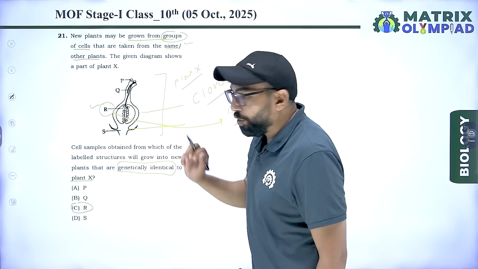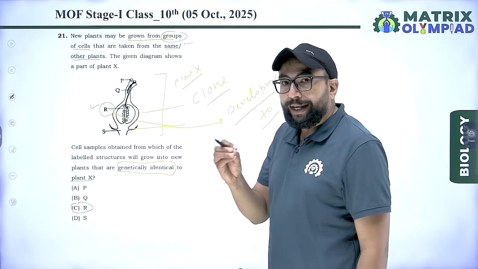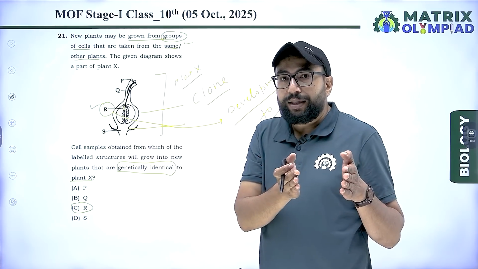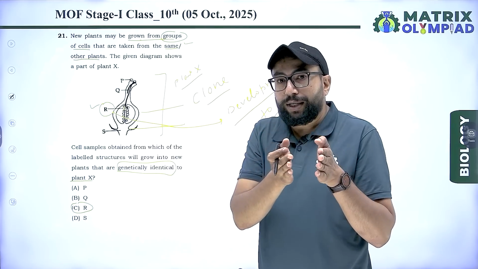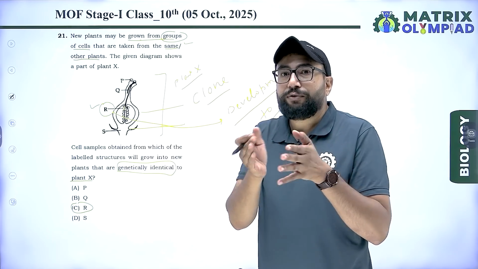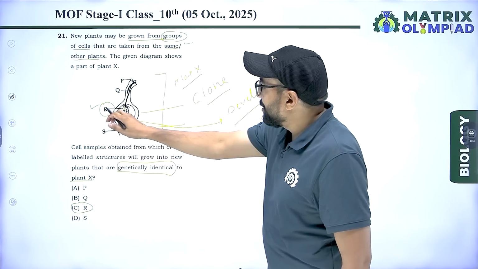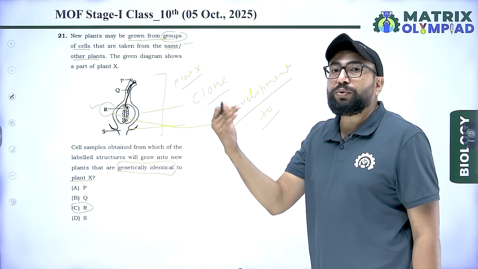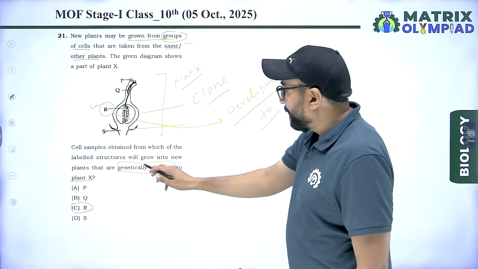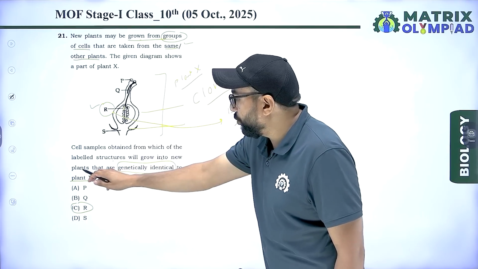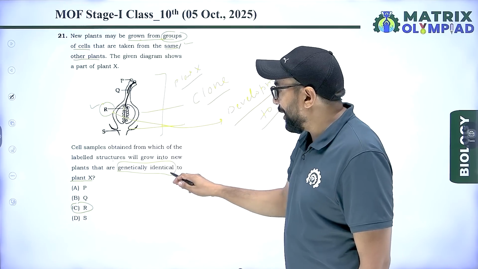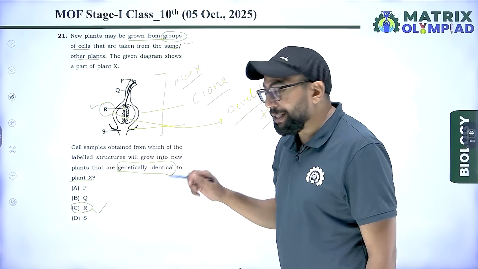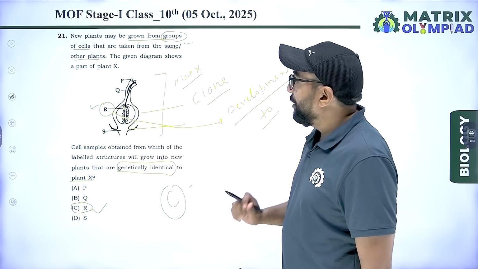R means ovule or egg part. The egg part directly converts into a new seed, without pollen, without any kind of fertilization. So this directly develops into a new plant or new organism. So the structure will grow into a new plant that is genetically identical. So the right answer is R or option C. Option C is correct. Next question.